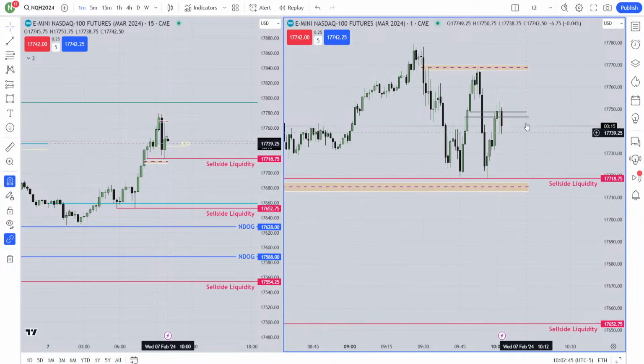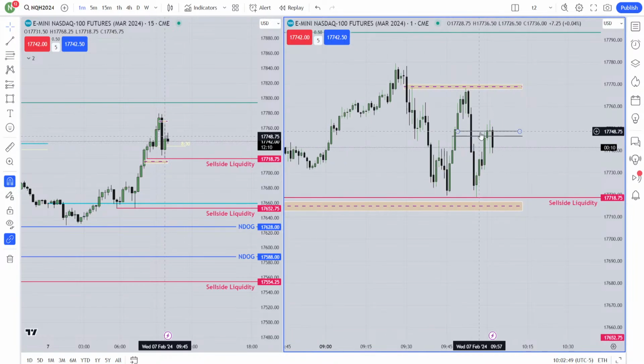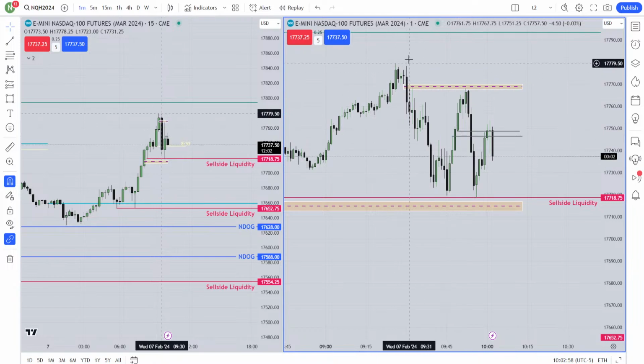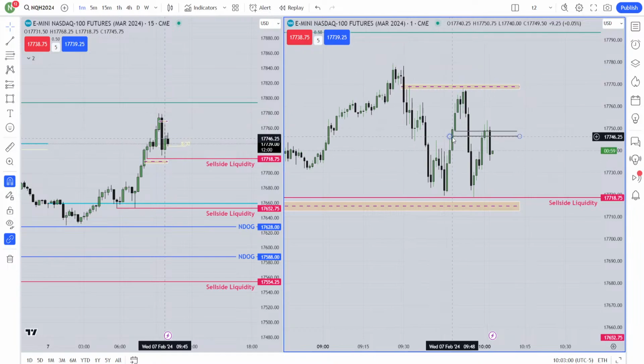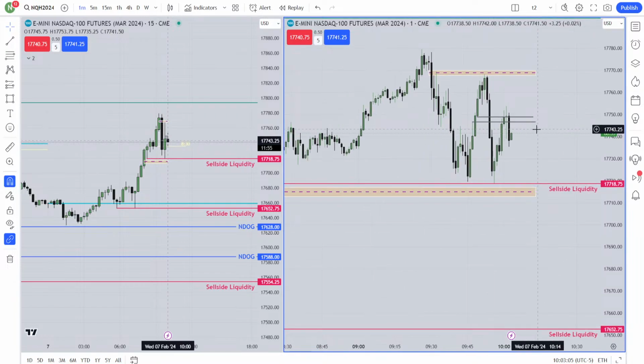Whenever ICT marked his inversion fair value gap, I tried to find some similarity. And I found out that most of the time, whenever ICT marks his inversion fair value gap, this high fails to take the extreme high. In that case, the first fair value gap works as an inversion fair value gap. So this is my experience. I'm not telling you it's an inversion fair value gap, no. I got this similarity, so I go with this type of inversion fair value gap.